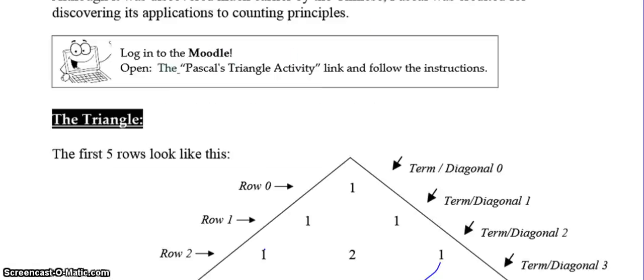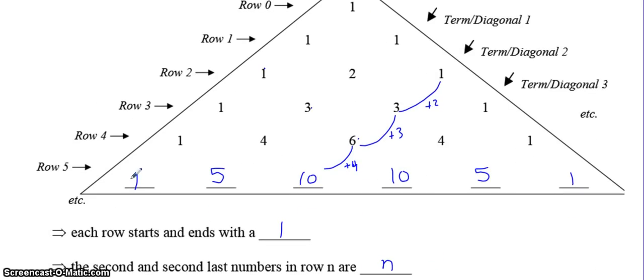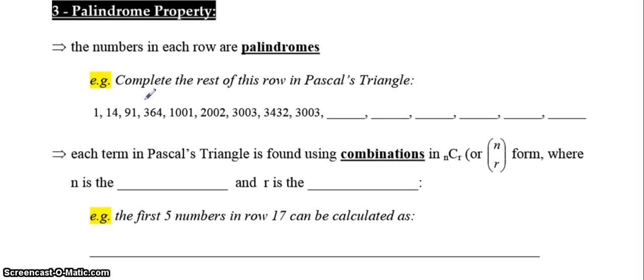The palindrome property just means that the row is symmetrical. It's the same going forwards as it is going backwards. So right down the middle, it's symmetrical on both sides. So if this was a row in Pascal's Triangle, 1, 14, 91, 364, 1001, there you go. You can see there's the middle. So it's going to go down the same way it came up.